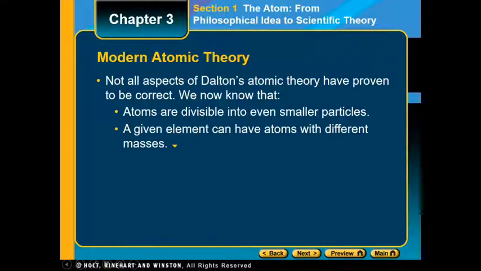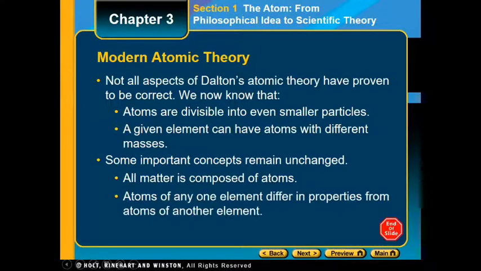So to round out section number 1, not all aspects of Dalton's theory have been proven to be correct. I've already highlighted for you, yep, atoms are divisible: protons, neutrons, electrons. And it says a given element can have different masses. That's when I was talking about isotopes. And then the unchanged parts, yes, this part right here, they are still unchanged.